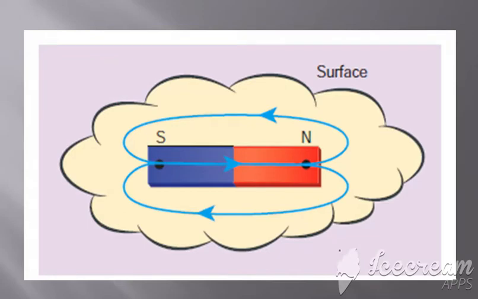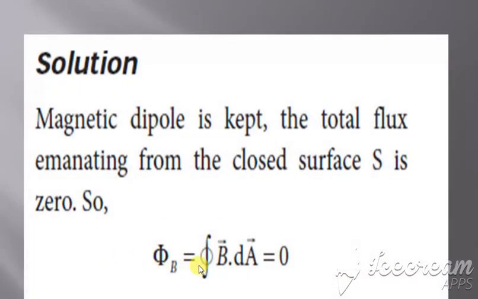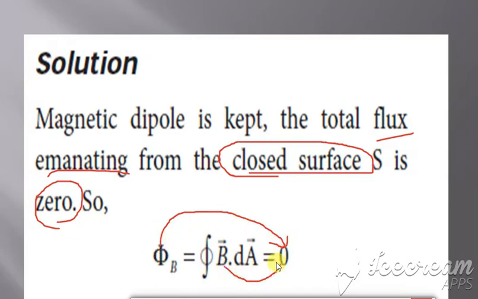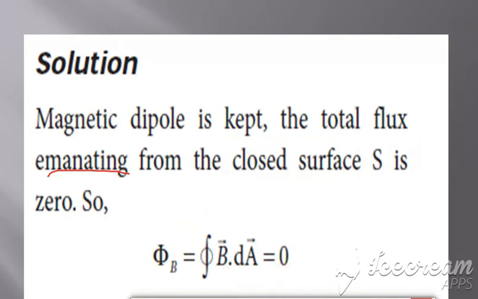Okay, so the formula is written as phi is equal to integral of B dot dA. Here the magnetic dipole is kept, and we want the total flux through the closed surface. So whenever you are considering a closed surface, the flux is equal to what? 0. And so we are writing that the flux will be equal to 0 here. Okay, since the flux is 0, this integration is also equal to 0. So we are just writing that integral of B dot dA is equal to 0.